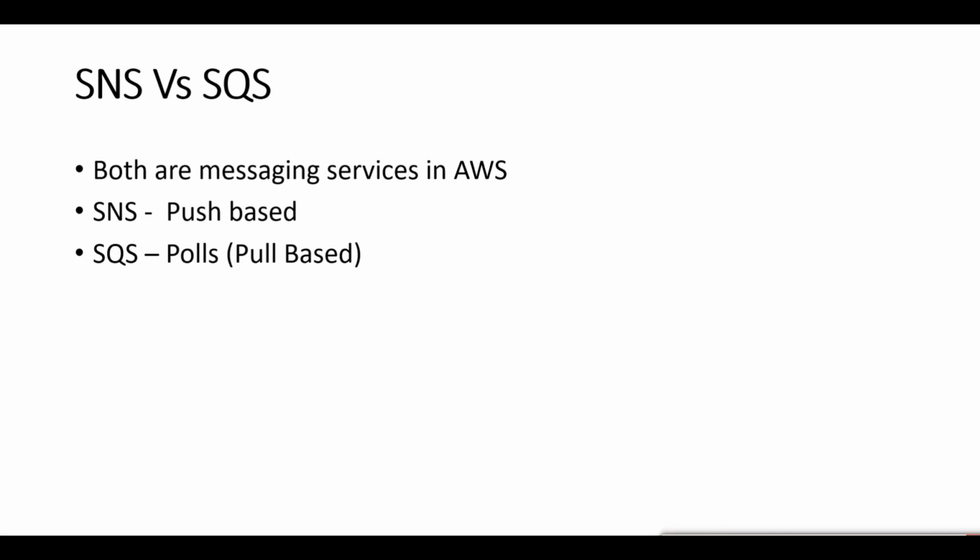And what's the difference between SQS and SNS? Both are messaging services, but SNS is a push-based service by text message or email, etc., or HTTP, whatever you say. And SQS is polling, which is a pull-based service. So you have to have an EC2 instance pull in the messages.